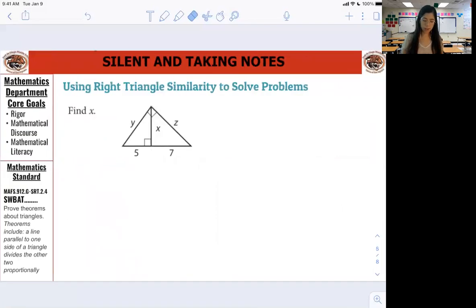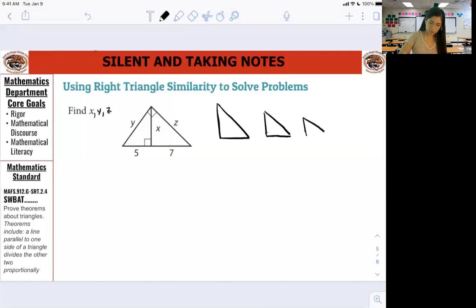So let's go ahead and try this one. We're going to do the same thing. We're going to find x, y, and z, all 3 of them. So starting with, let's just draw them out. Big, medium, small. Tall, grande, venti. Okay. Wow, that's the ugliest triangle I've ever drawn. I'm going to do it one more time.